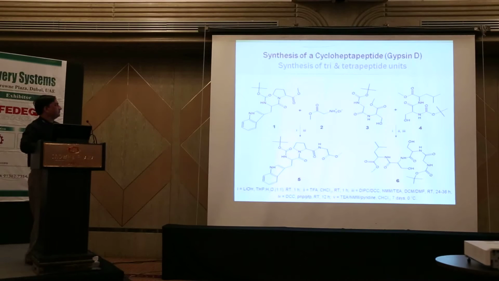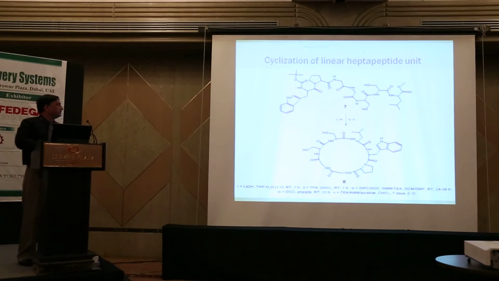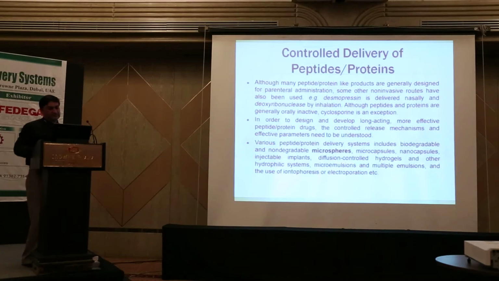Here I demonstrated one example of how gypsum D, which is chemically a cycloheptapeptide, can be synthesized. First we have to synthesize tri- and tetrapeptide units, which will be coupled in a later phase to a linear heptapeptide unit, and finally it will be cyclized to form the natural molecule, which will be identical in synthetic aspects. So this is the final cyclization step. Here a linear heptapeptide unit is cyclized into a cycloheptapeptide unit, which is identical in structure to gypsum D.